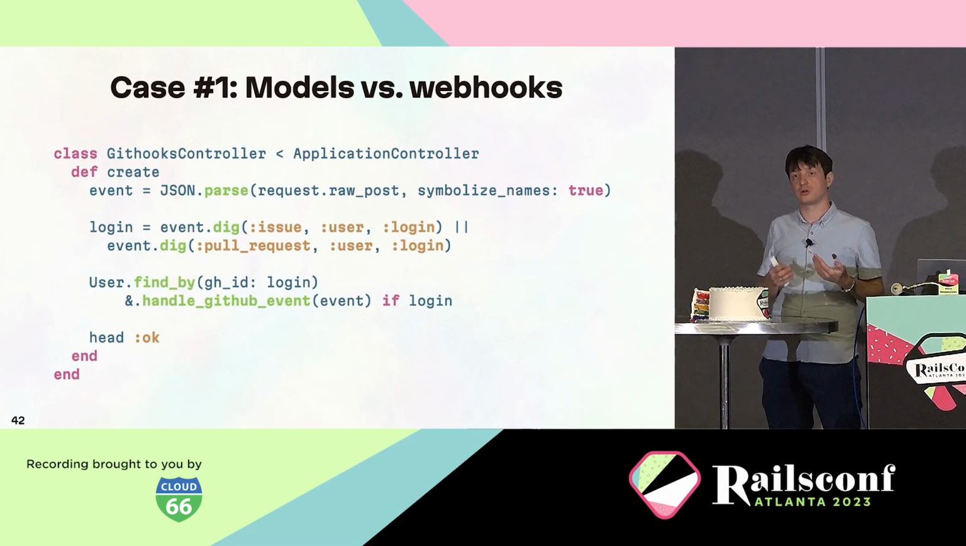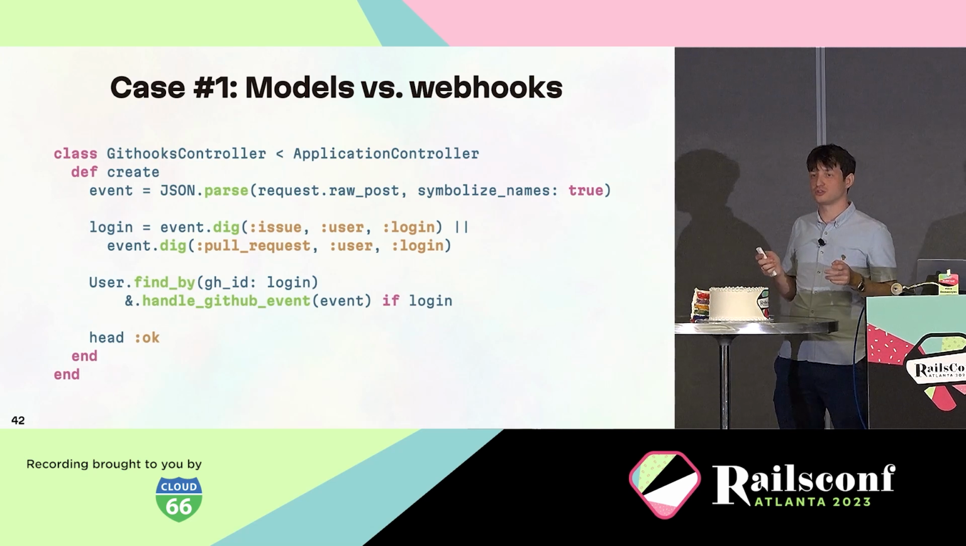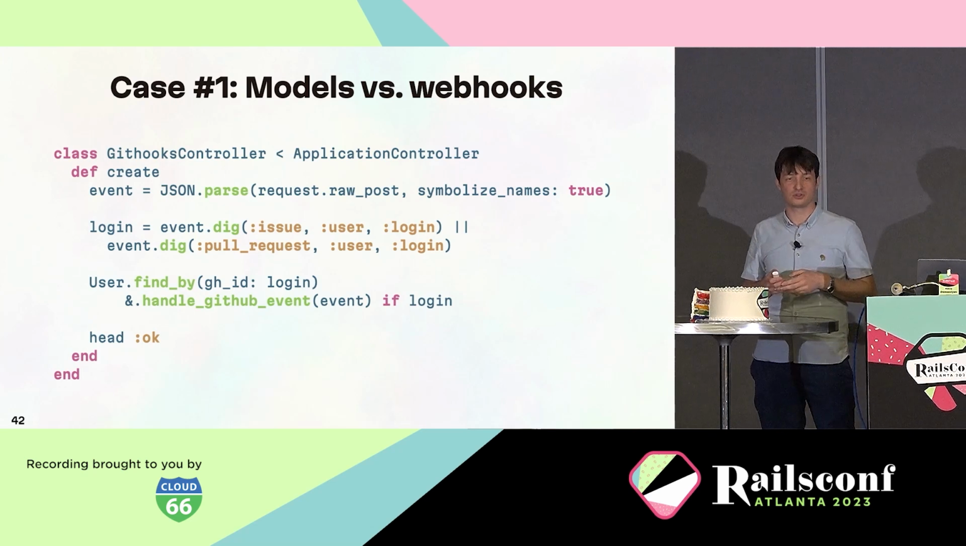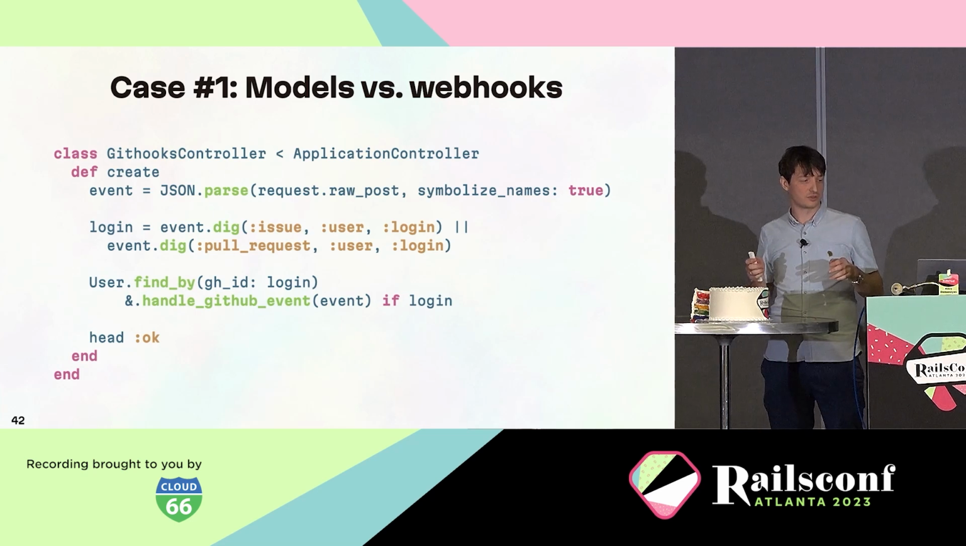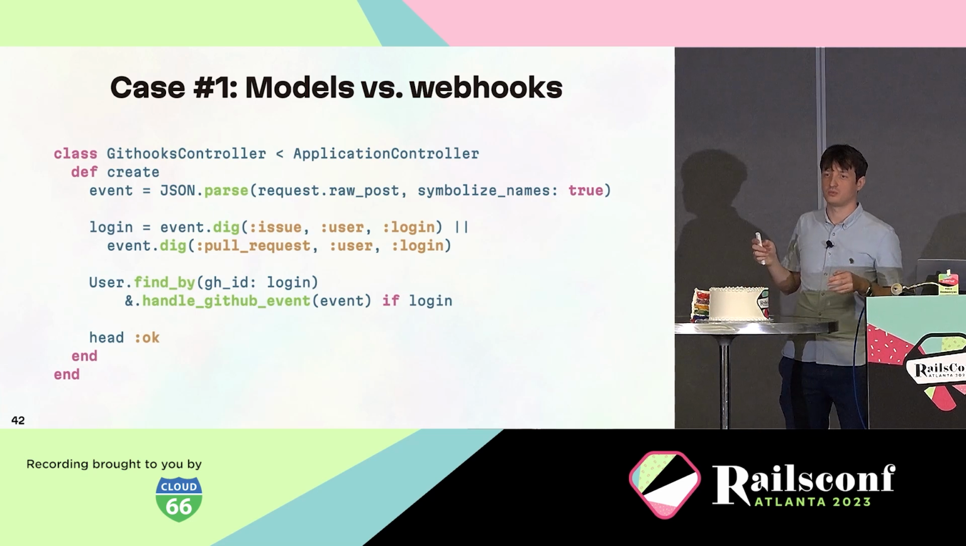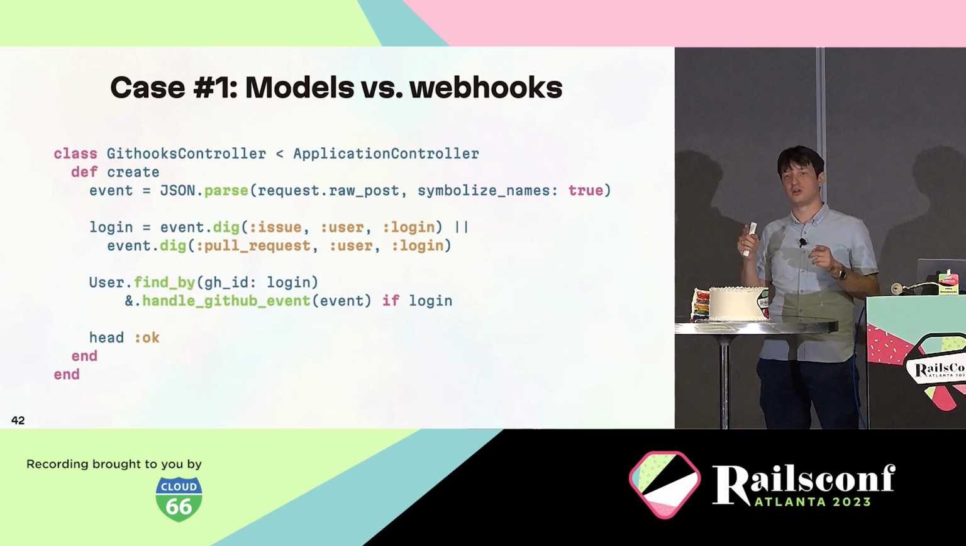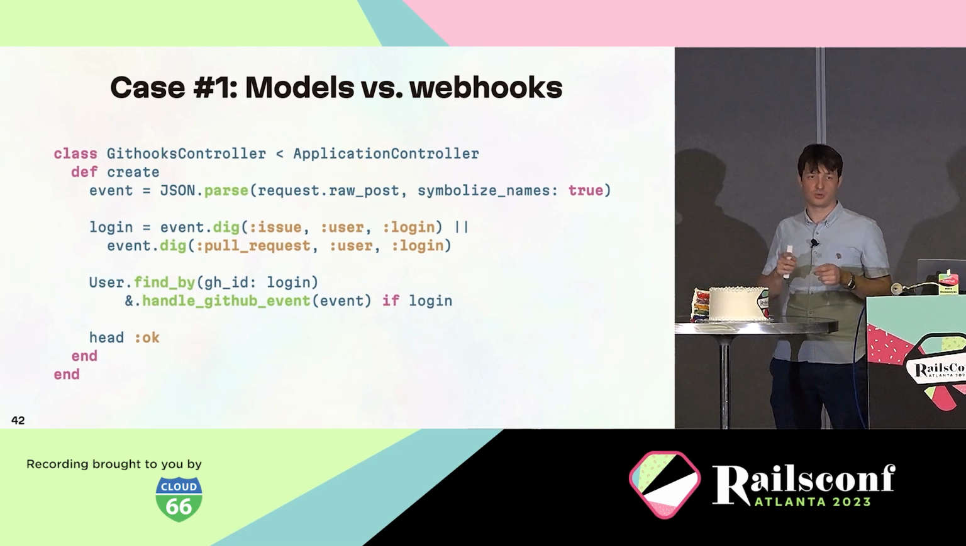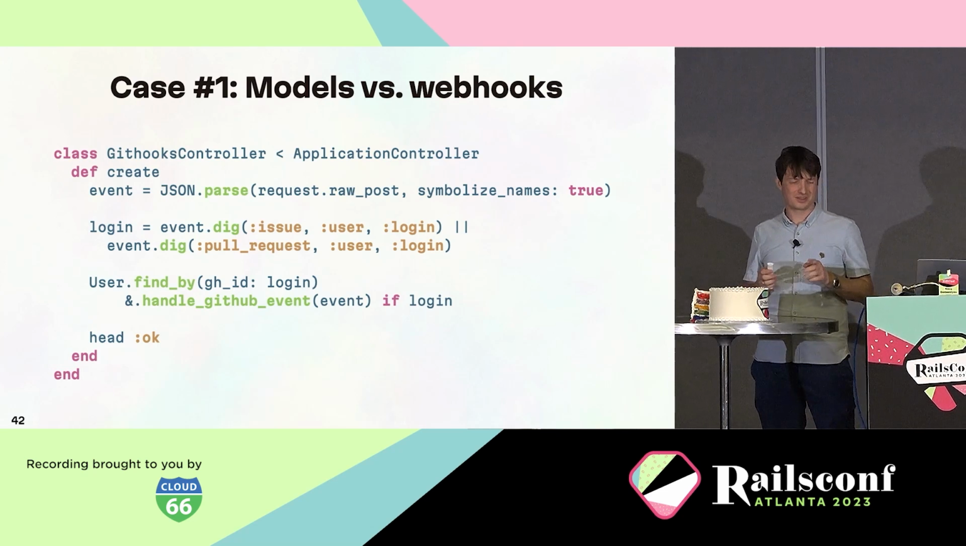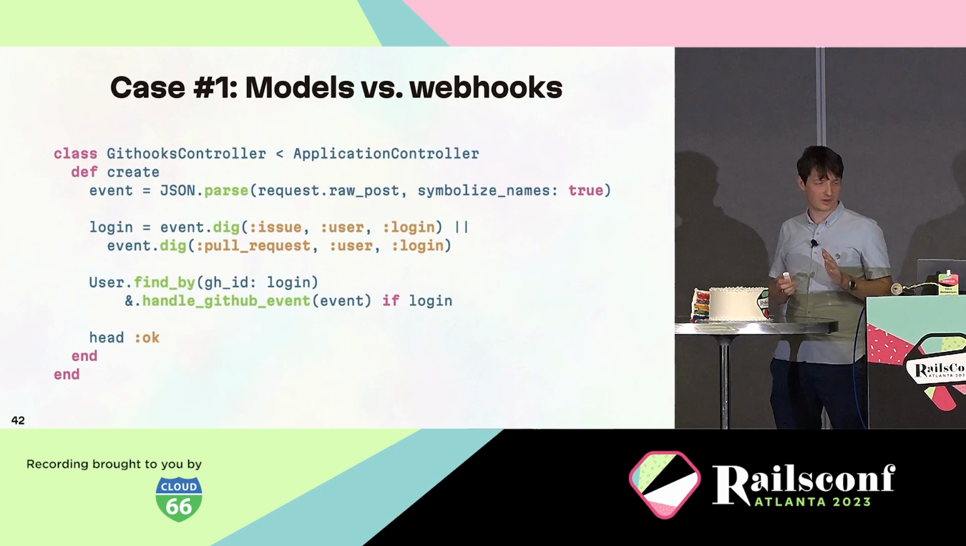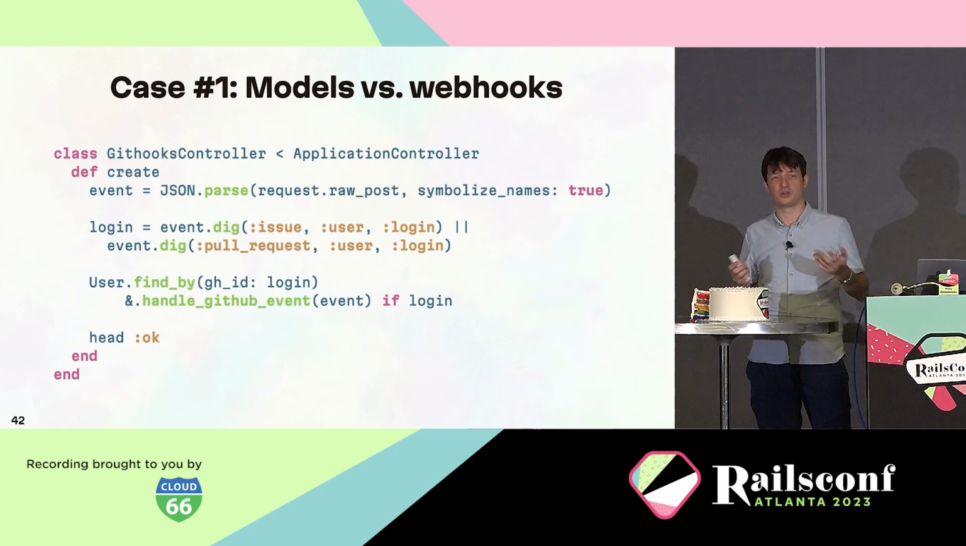I think I would start with the following. We have a controller where we parse the data, the incoming request, get a hash out of it, and do some digging into it to figure out the login of the user. That's one of the interesting parts of the format of the GitHub webhooks, because the login is always in a different place. So we have this fallback, it looks like a code smell, right? But yeah, we can start with it.